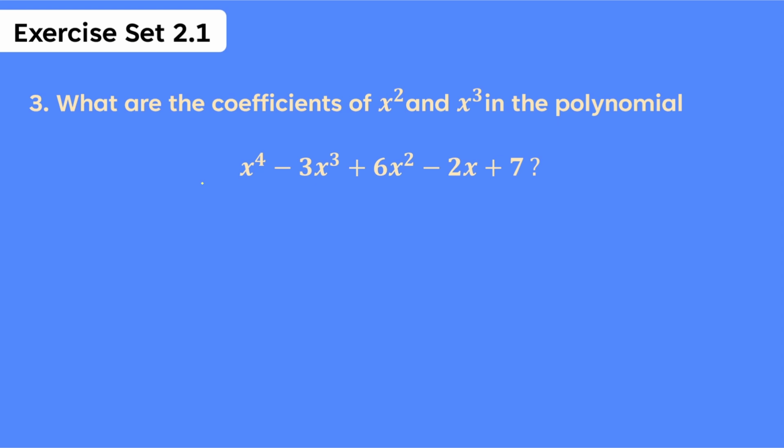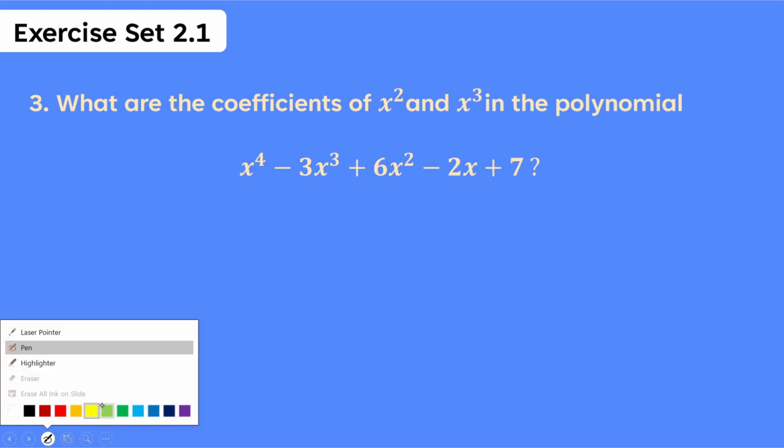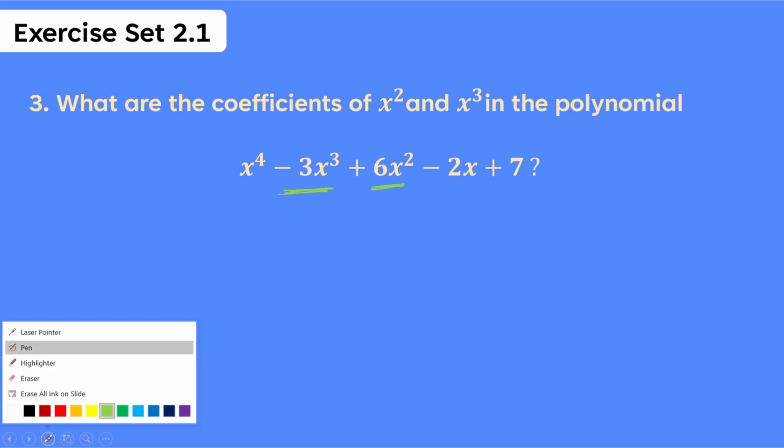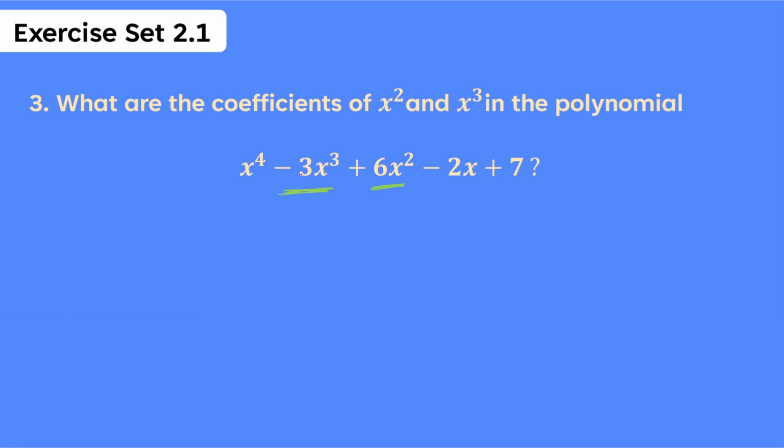Now let's look into the third question. What are the coefficients of x squared and x cubed in this polynomial? Now what you do is just highlight the x squared term. So it is this 6x squared, and the x cubed term, it's negative 3x to the power of 3. But we are to pick out just the coefficients. So the coefficient of x squared is positive 6, and the coefficient of x to the power of 3 is negative 3. That's it. It's a very easy question as well.